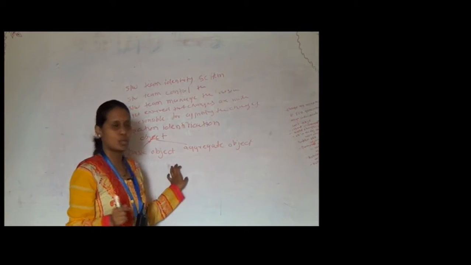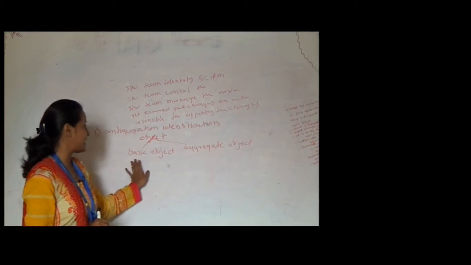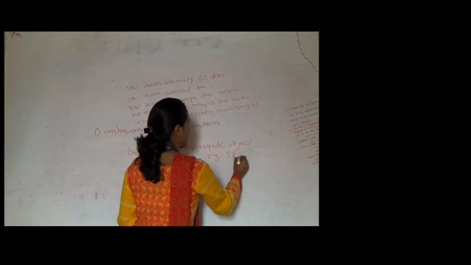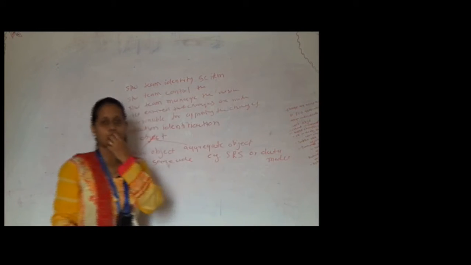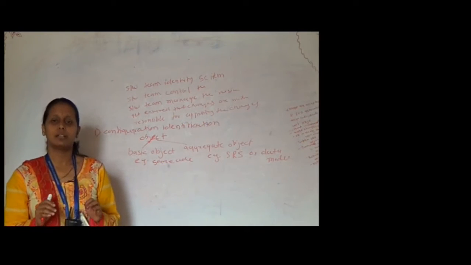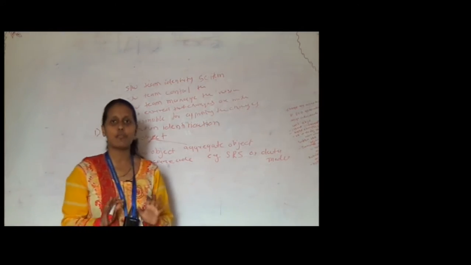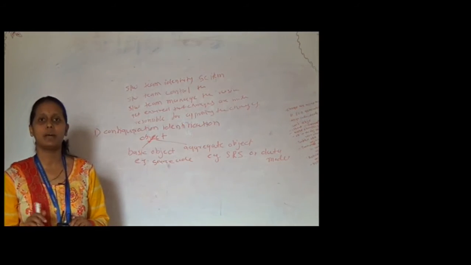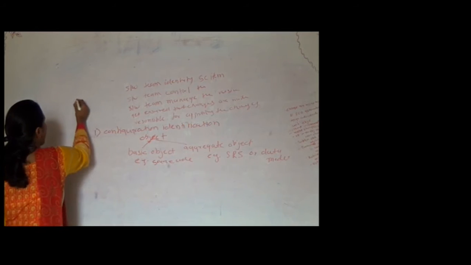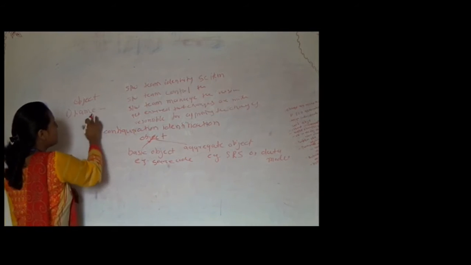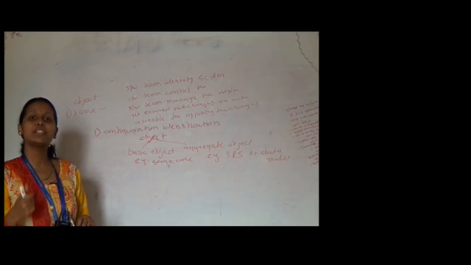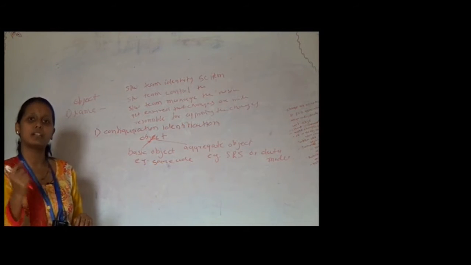For example, source code. An aggregate object is a collection of basic objects. For example, SRS or data model. So each object is uniquely identified among the collection of objects because they have proper descriptions and attributes. So each object has a name. The name is nothing but a string which uniquely identifies the object among the cluster of objects.